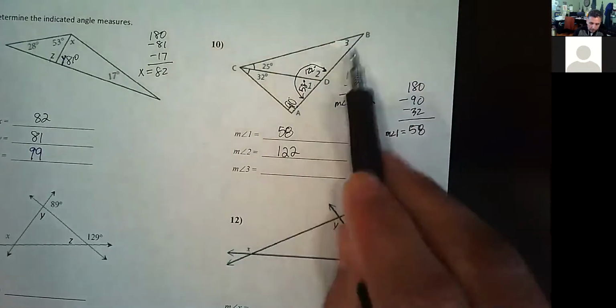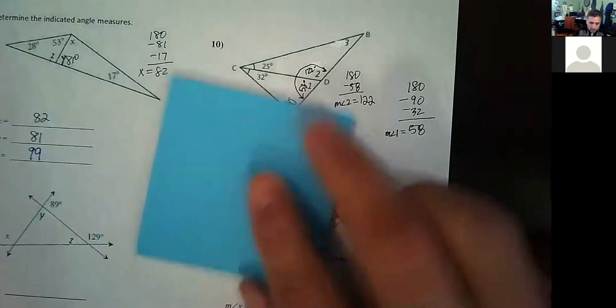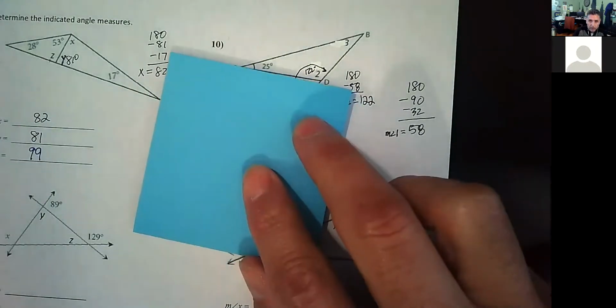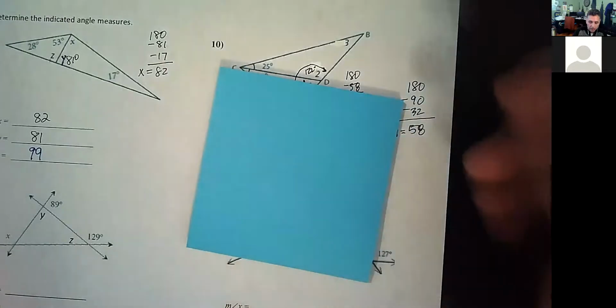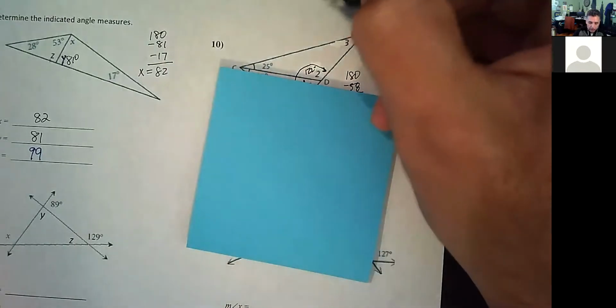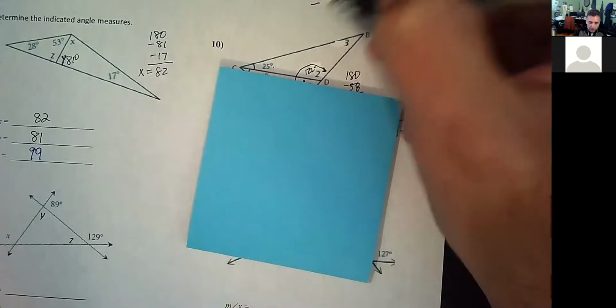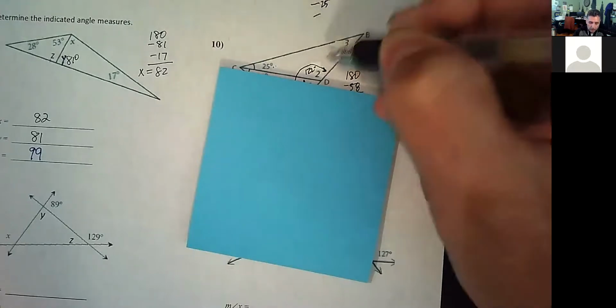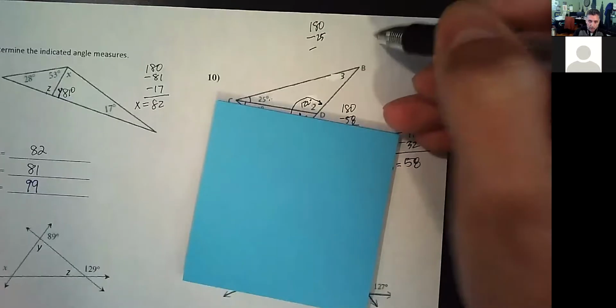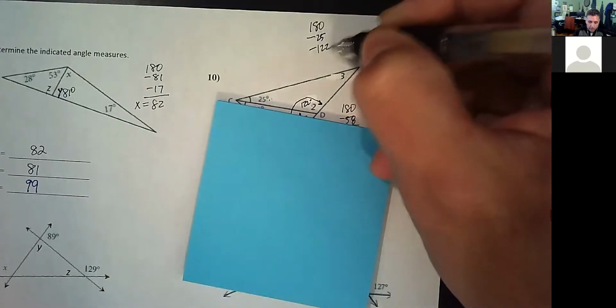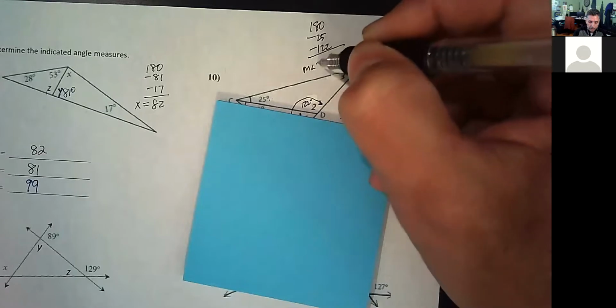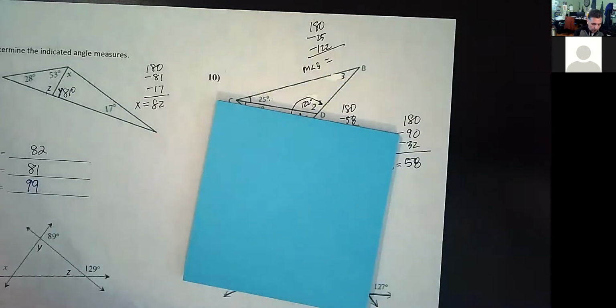122. And then I can find angle 3. Let's cover that up a little bit. So for angle 3, it's 180 minus this one and minus this one. Oh, you guys can see that. And then you'll be left with the measure of angle 3. So do 180. I'm just typing it in the calculator. 180 minus 122 minus 25 is 33.